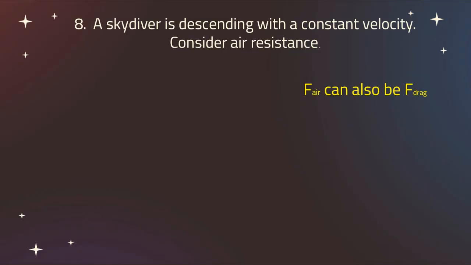And number 8, as I mentioned earlier, the picture doesn't correctly show up. So number 8, it says a skydiver is descending with a constant velocity. Consider air resistance. So this is Fg is equal to F air. Fg is always pointed down, and F air or F drag, which are both the same thing, is equal in size, just in the upwards direction. So we have our Fg down arrow the same size as our F air or our F drag arrow going up.